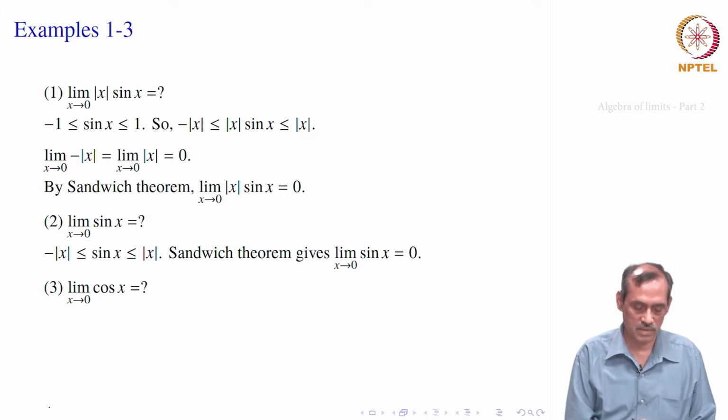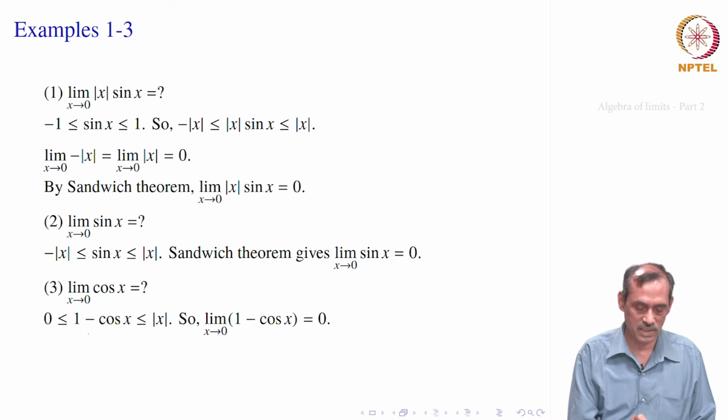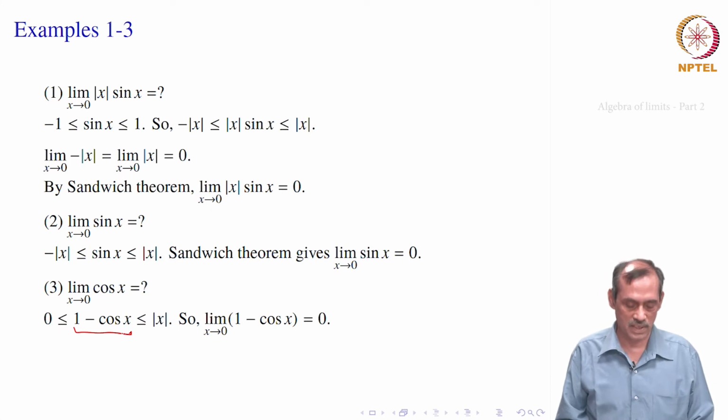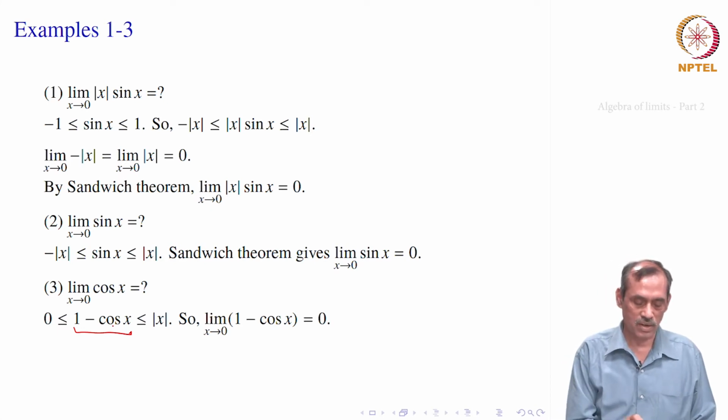Similarly, for cos x, we do not have mod cos x less than or equal to mod x, but something else is there. What is it? 1 minus cos x is less than or equal to mod x. This is the inequality we have discussed earlier, and we know that cos x is always less than or equal to 1. So, we can say 0 is less than or equal to 1 minus cos x less than or equal to mod x.